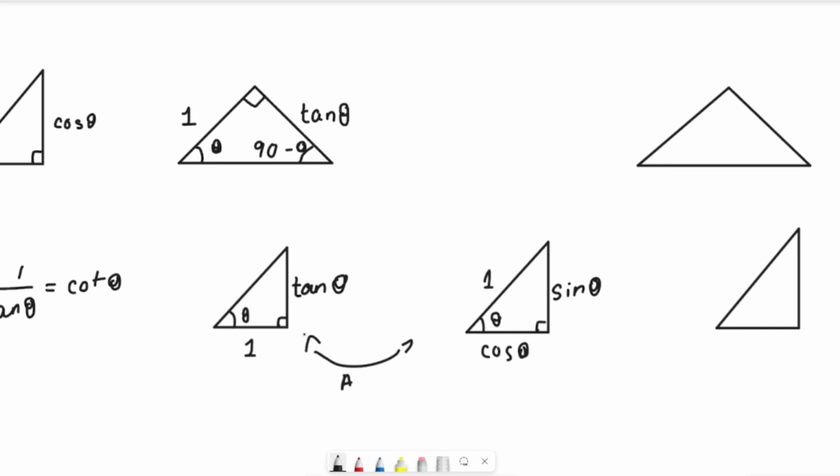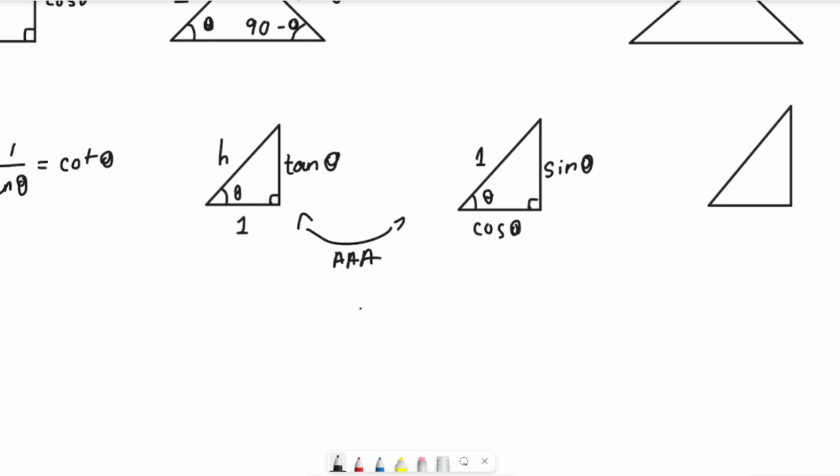So I can again use the rules of similarity to find the hypotenuse of this triangle to find one of the trigonometric functions. So what I'm going to do is I'll take hypotenuse over 1, which is the ratio of both of the hypotenuses, is equal to 1 over cosine.